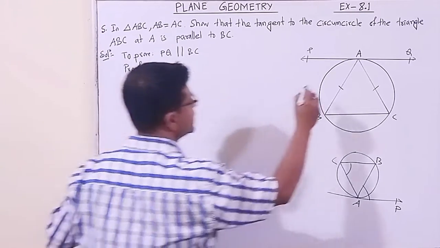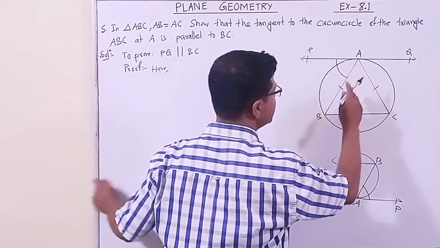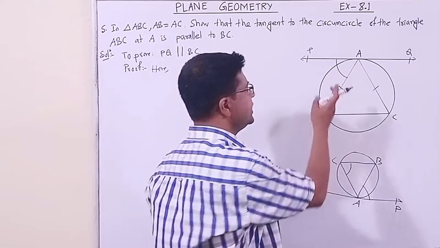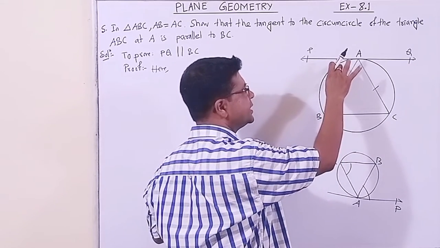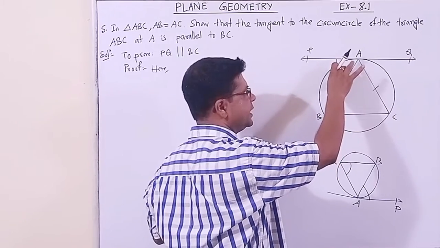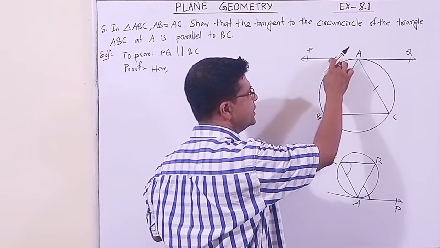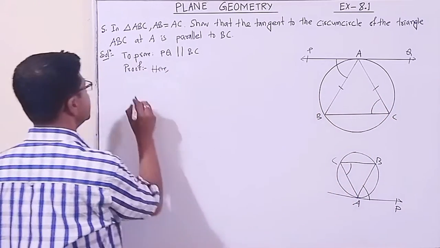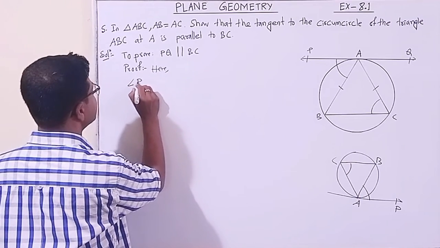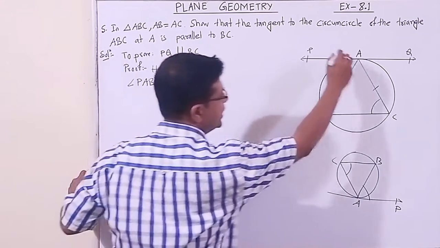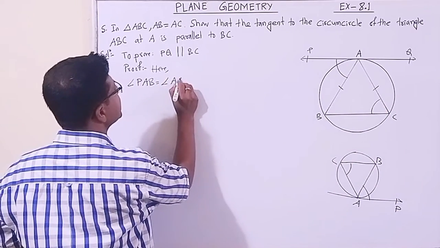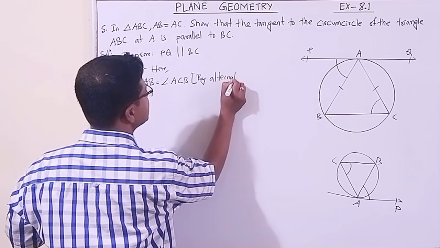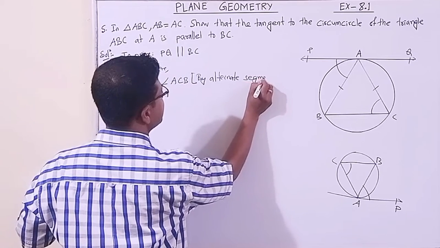You will find this angle. If you didn't understand this part also, no matter. This is the chord. Its adjacent segment of this chord is this one. Its alternate segment is this one. So this angle is equal to the angle in the alternate segment, this angle. Got it? So let us write here angle PAB is equal to which angle? Angle ACB. Why? By the alternate segment theorem.